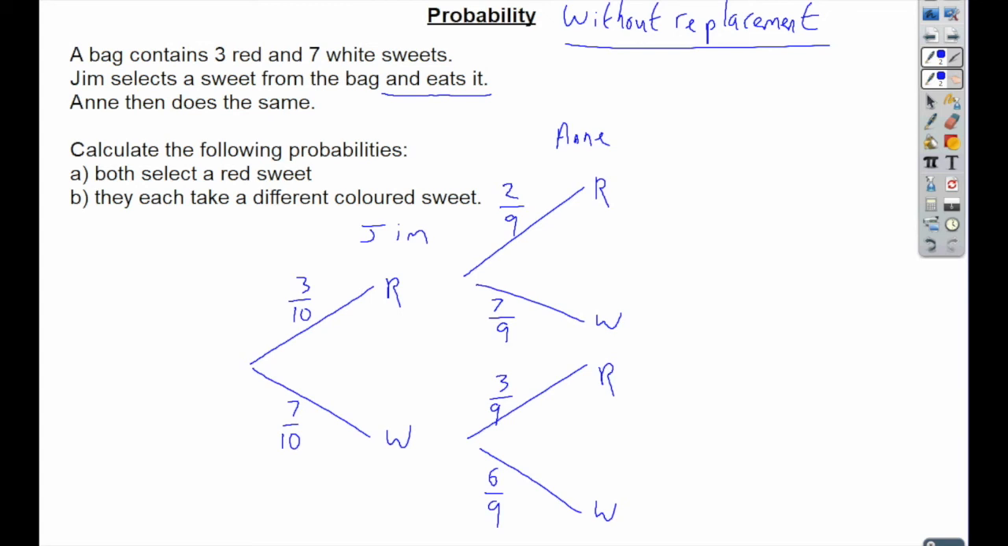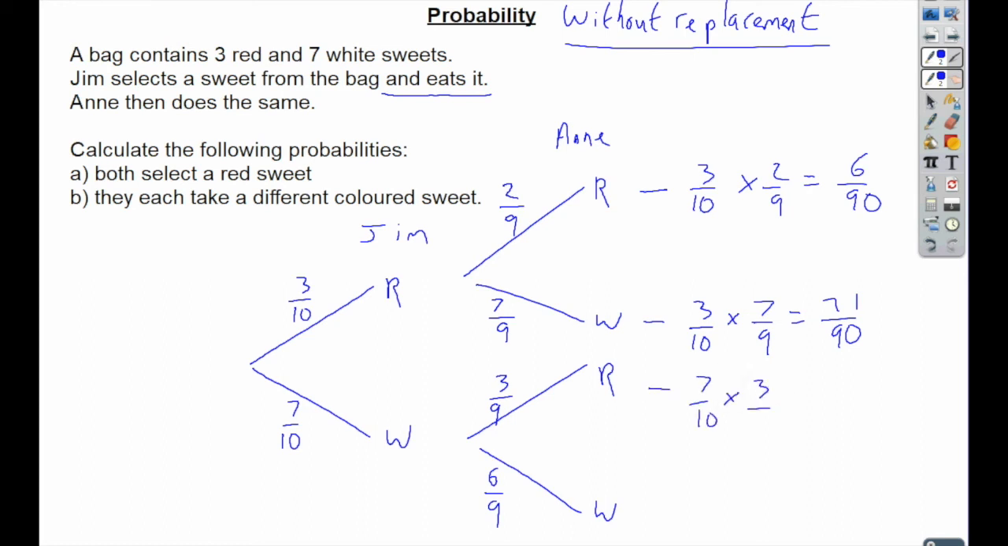Right, moving onwards. Okay, part A, probability both selected a red sweet, so that's this case here. I'm hoping you find this bit easy now. 3/10 times 2/9. The answer is 6/90. And then the next case, they each take a sweet that's a different colour. So either you've got red-white, which is 3/10 times 7/9, which is 21/90, or you've got the other way round, which is white-red, and that is 7/10 multiplied by 3/9, which is also 21/90.